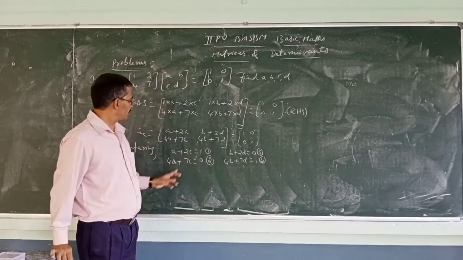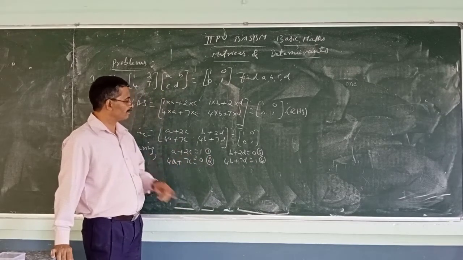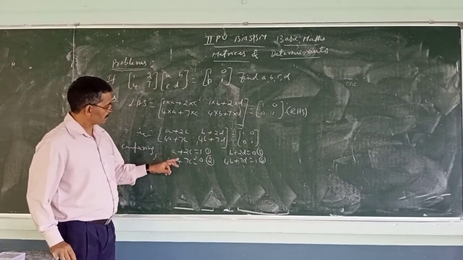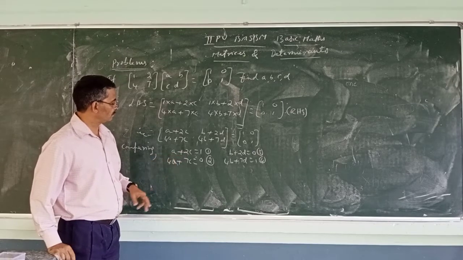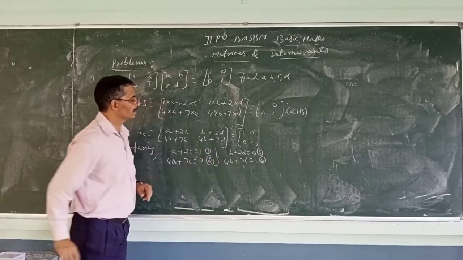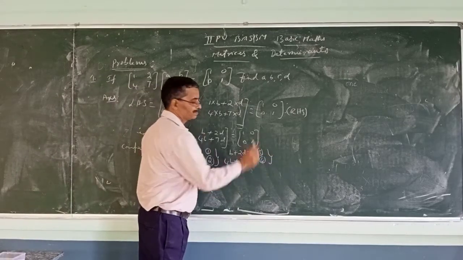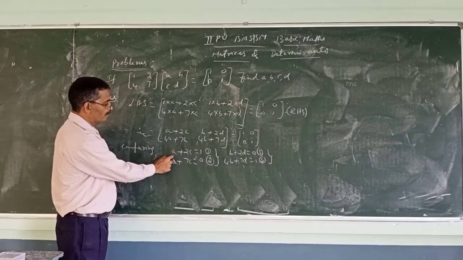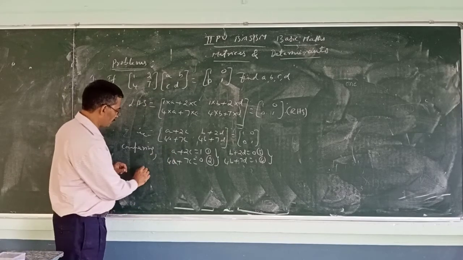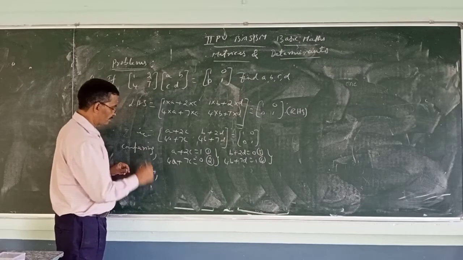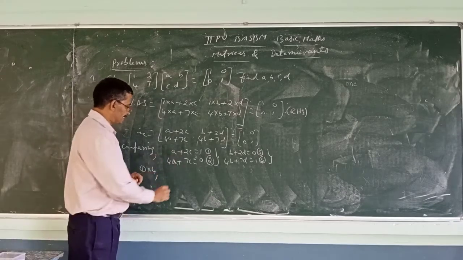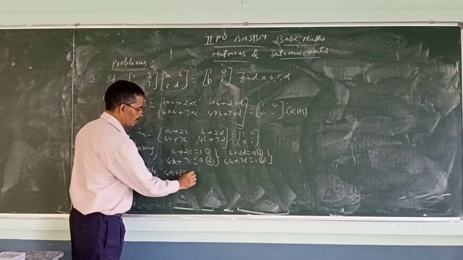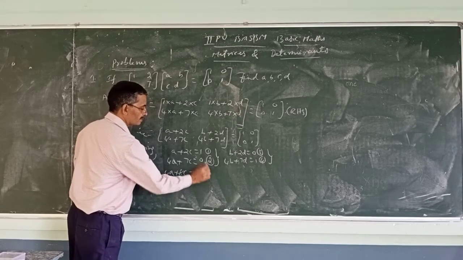Now the solving method: solve 1 and 2 to get A and C, and solve 3 and 4 to get B and D. 4A is there in equation 2, so 4A is required here. I multiply equation 1 by 4, which gives 4A plus 8C equal to 4. Call it equation 5.